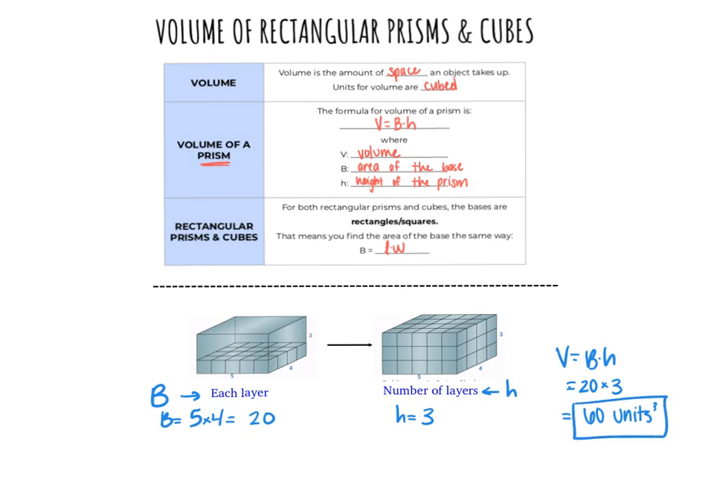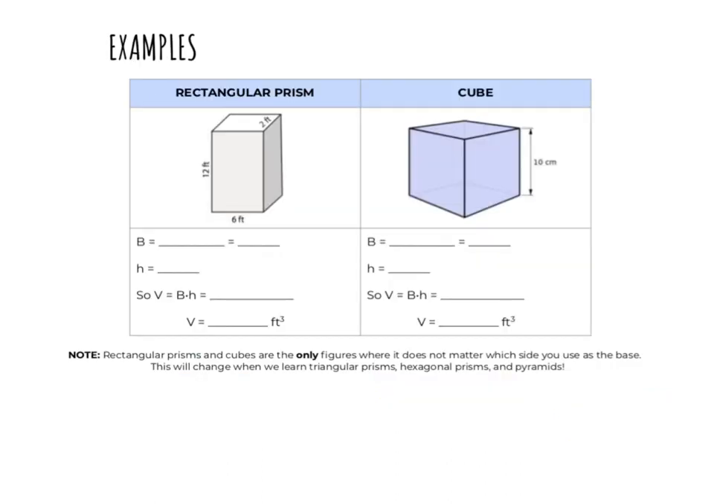Now we're going to do some examples without the unit cubes. So for our examples, we're focusing on rectangular prisms and cubes, but you find the volume the same way. First, you're going to find the area of the base. For this first rectangular prism, I'm going to use the bottom rectangle as my base. So if you notice, I know it's 6 feet, and then since this is 2 feet, this would also be 2 feet. So the area of that rectangle would come from 6 times 2, the length times the width, which would mean that my capital B is 12.